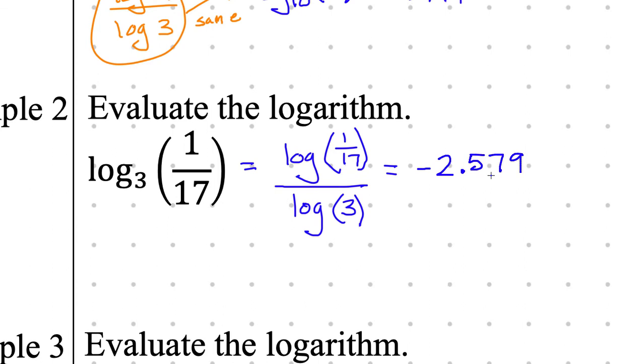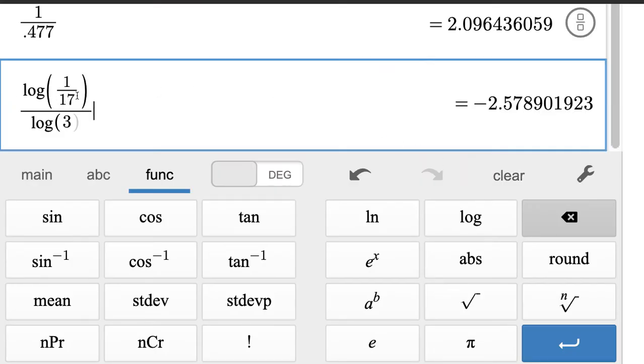Question, Anna. How do you enter it into the calculator again? So you type in log of 1/17, and then you divide that by log of 3. Okay. When I was trying to do it, it tried to put log 1 and then the divide by, and then 17 on the bottom.